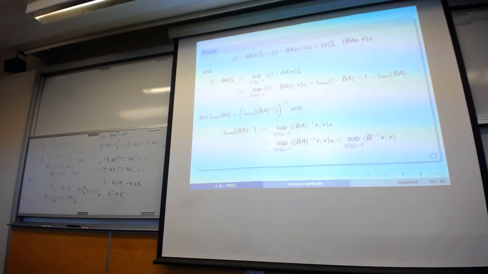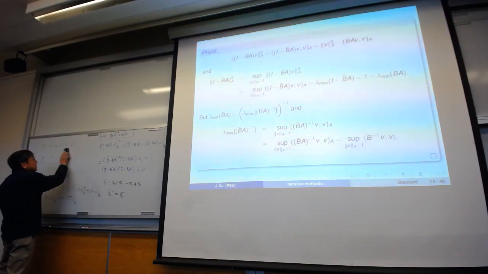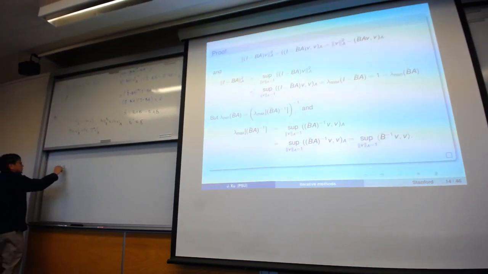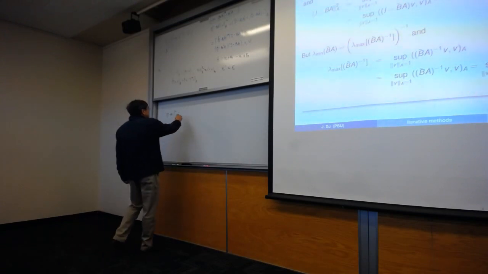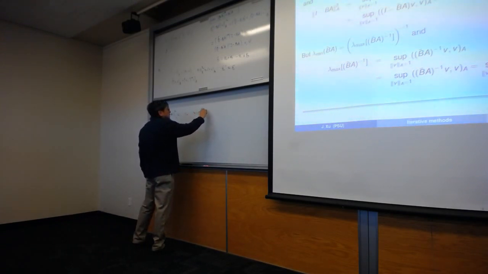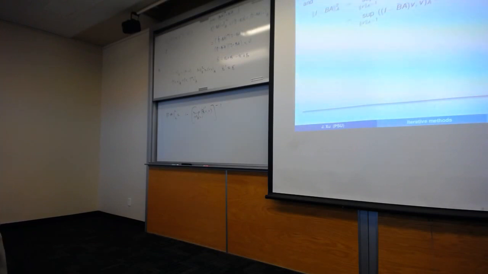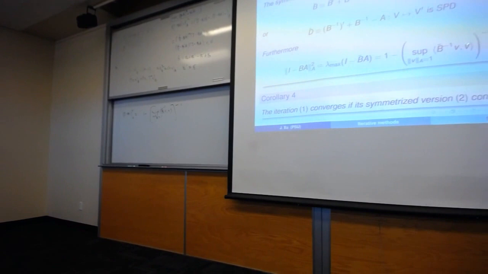So I minus BA, now if you take the sup, this is one of the most important results. The norm of I minus BA is equal to what? It is 1 minus the sup, also inverse. This is my theorem. Let me tell you, this is a very important theorem. This guy is equal to that guy. I just proved that.